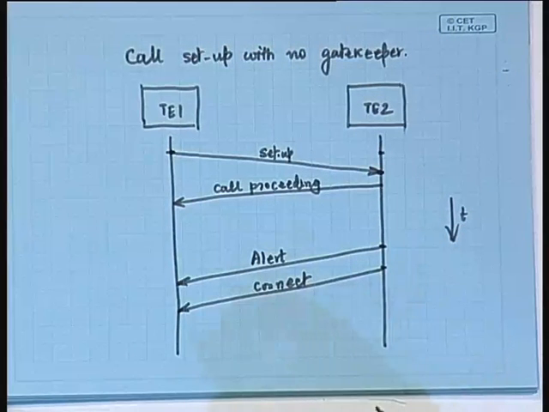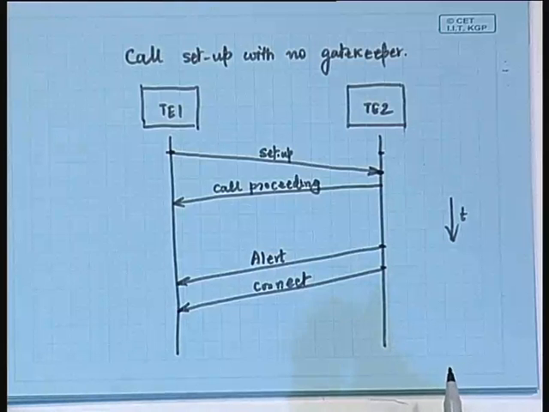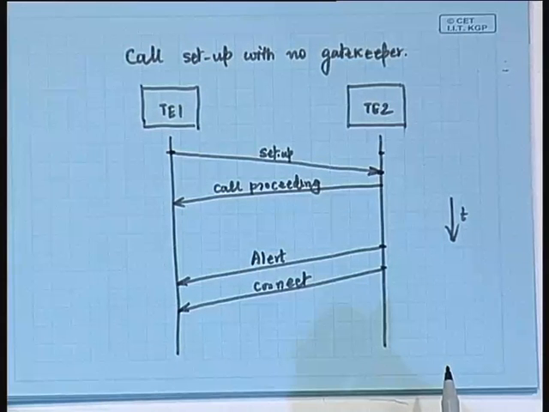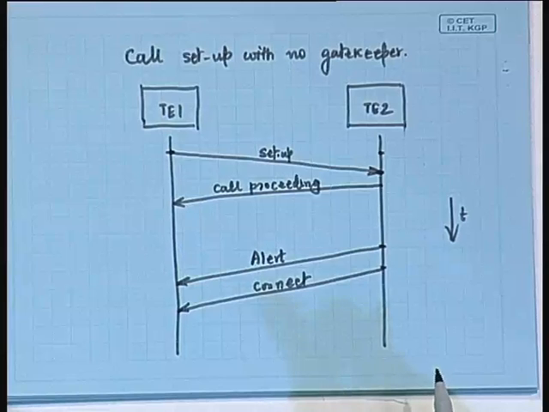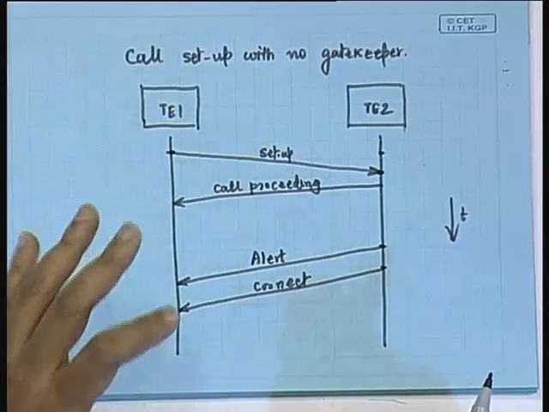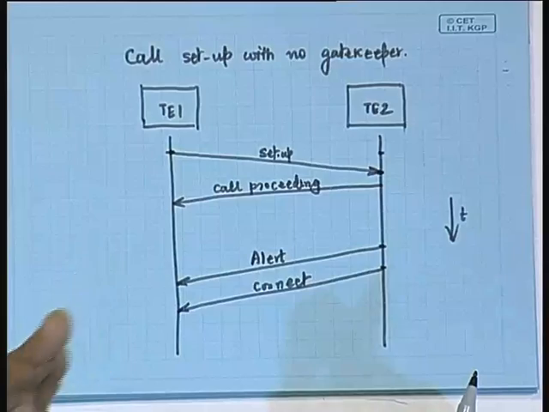But when the gatekeeper is involved, the call setup procedure will undergo some change. Why? Because there will be the gatekeeper interposed in between. There will not be any direct signaling from T1 to T2, rather everything should go through the gatekeeper. Let us see how the involvement of the gatekeeper changes things. We will show for one gatekeeper, but when more than one gatekeeper is involved, it is just a simple extension of what we are talking of.